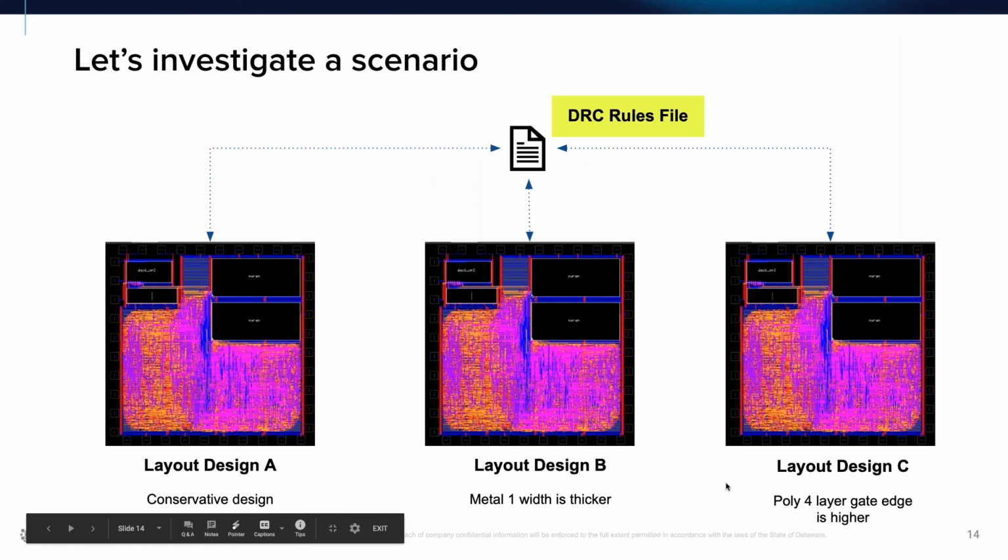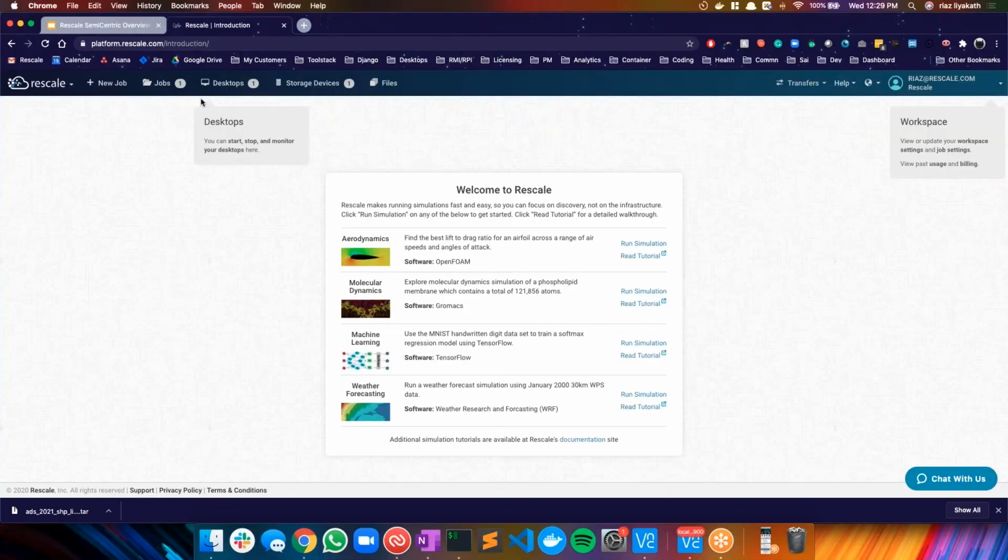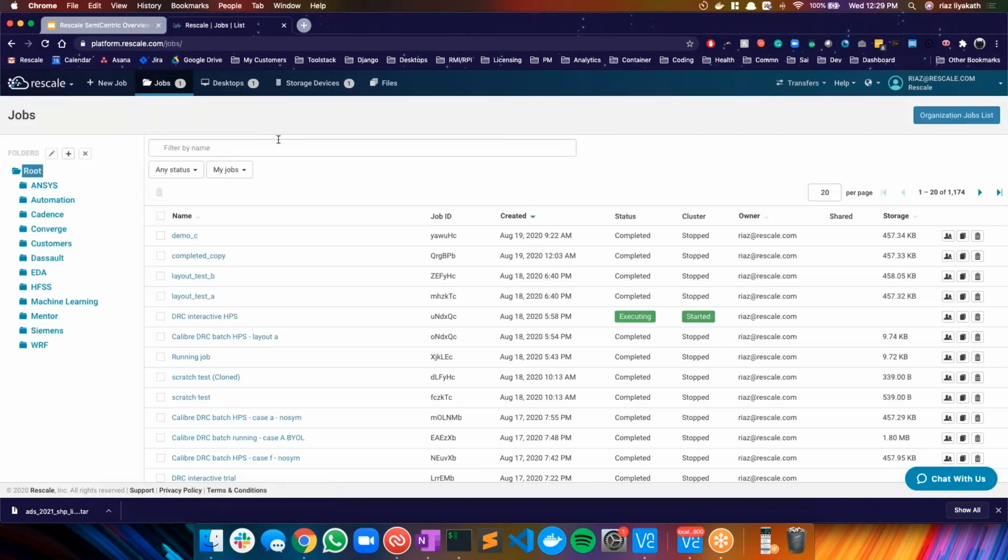So I'm curious now, if I run DRC, which one is going to pass and which ones are going to fail. And if it fails, how do I go ahead and debug it, right? So that's the scenario. And let's jump into our platform to see how we can do this. So I'm currently logged into the Rescale platform. We can log into the Rescale platform through a web UI, but we also support programmatic access. So anything that you see here, like me launching a job or standing up a storage device, everything can be done through programmatic access.